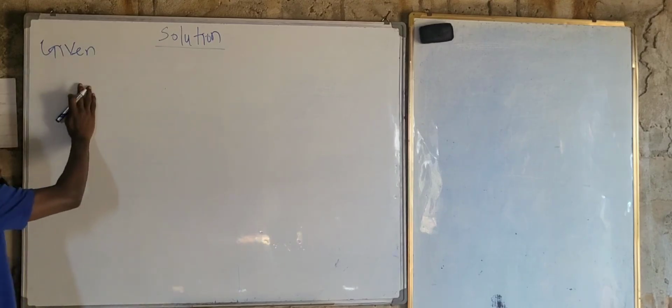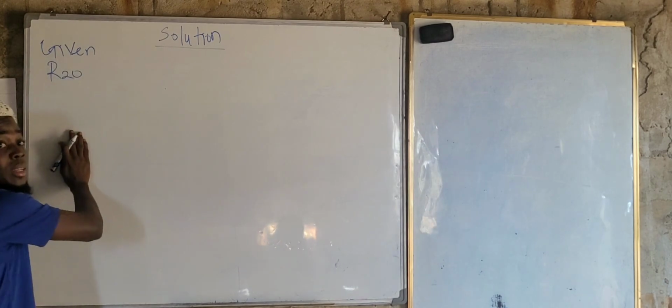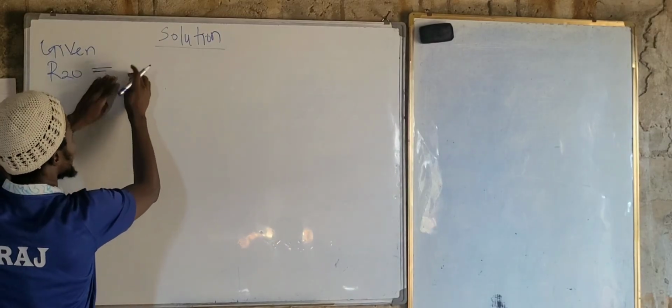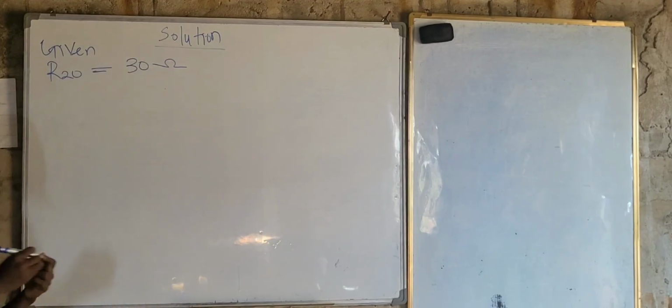This is how we represent these. R20 means at 20 degrees Celsius, right? This is equal to what? What is the ohms that we have here? 30 ohms, right? Yes, sir. Go again, sir.